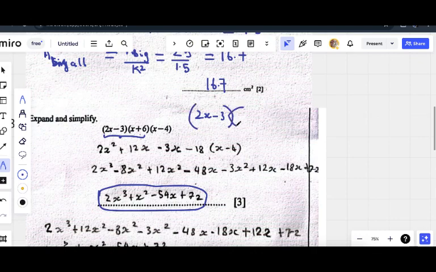Then multiply by x plus 6. We do the first 2 first. We expand this first 2, then later we multiply with the third one. So we say 2x times x, we get 2x squared. We say 2x times 6, we get 12x. So we say plus 12x.